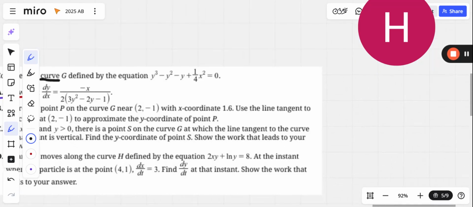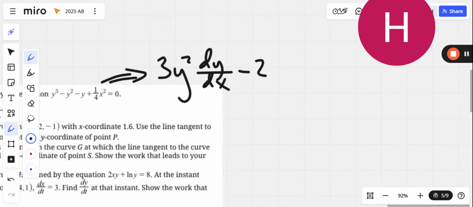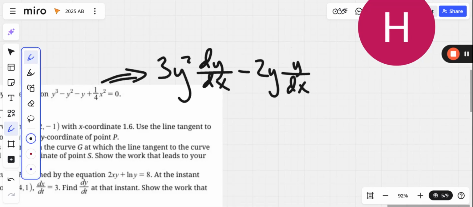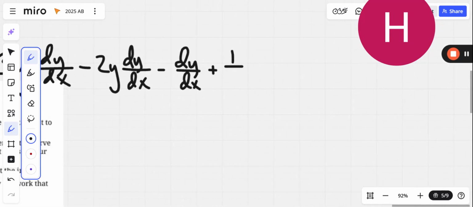Let's go ahead and do that. Take a derivative of both sides here. It's going to become 3y squared dy dx minus 2y dy dx. Don't forget the dy dx term every time you take a derivative of y stuff. Minus just dy dx, because even though the derivative would be like a 1, we need to use the chain rule on y. Y has its own derivative called dy dx. And then plus 1/4 times 2 is just a half x equals 0.